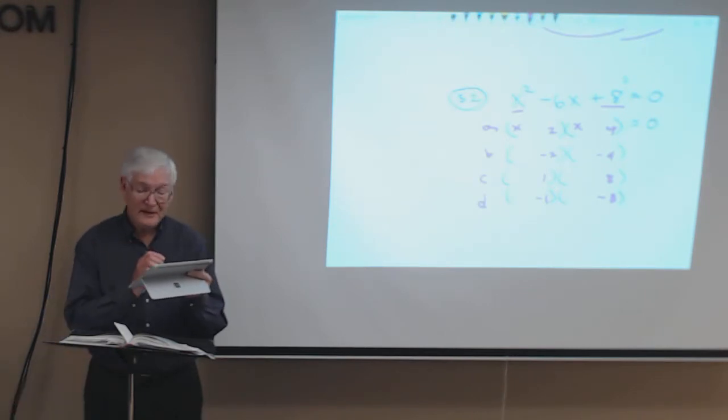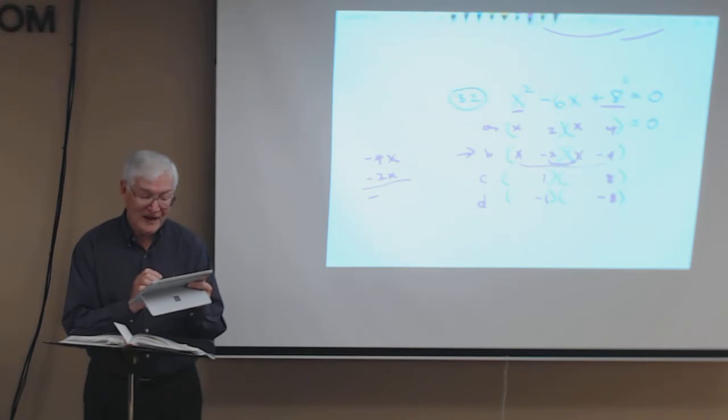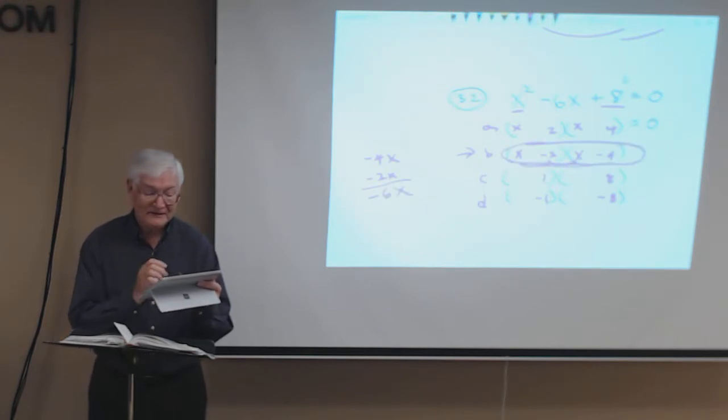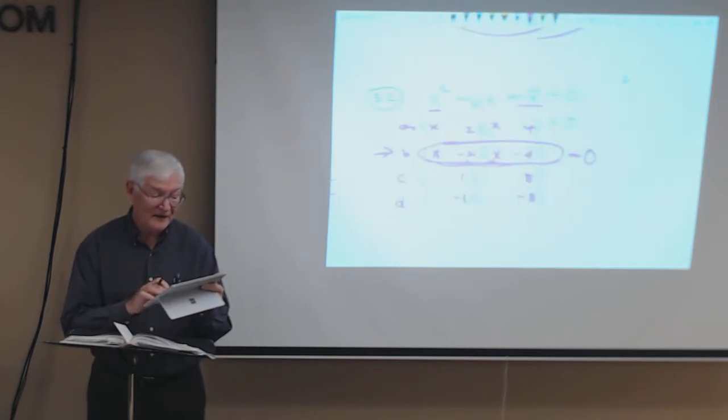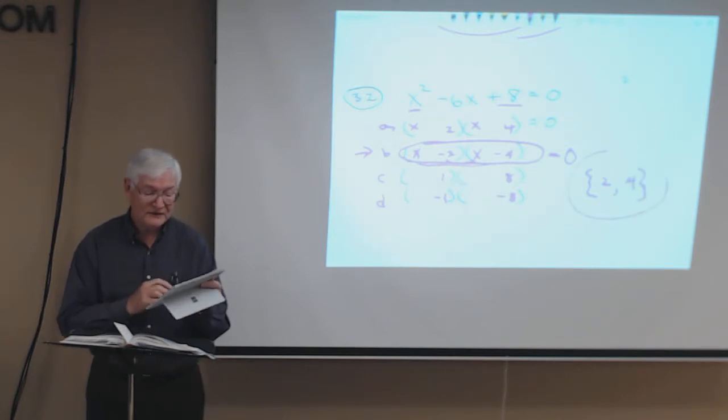B? Did you say B? Let's try B. X minus 2 and x minus 4. I do the outside, and I get negative 4x. I do the inside, and I get negative 2x. And that adds up to negative 6x. Sure enough, you found it. Now, what that says is, this times this equals 0. So, I'm not done yet. So, what's the solution set? What zeros this out? 2. What zeros the second one out? 4. Everybody follow that? So, there's the answer.